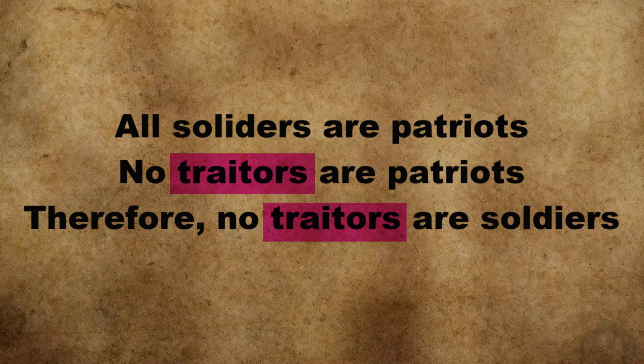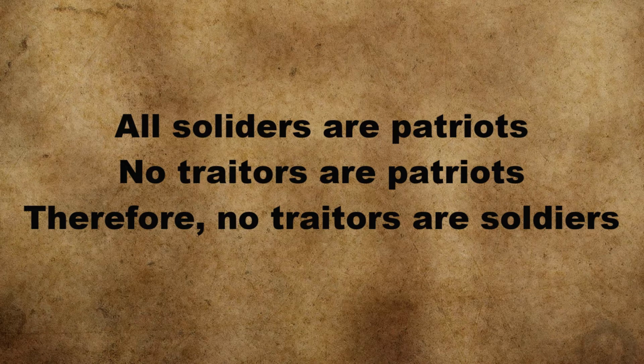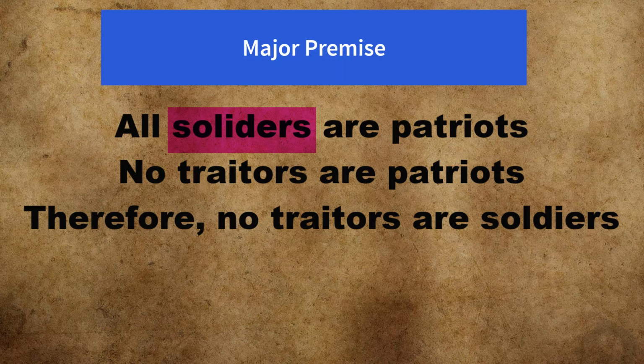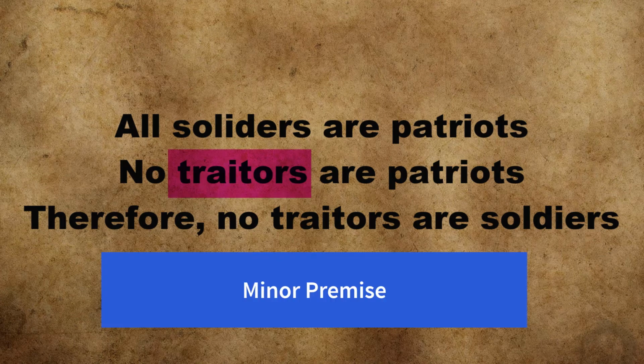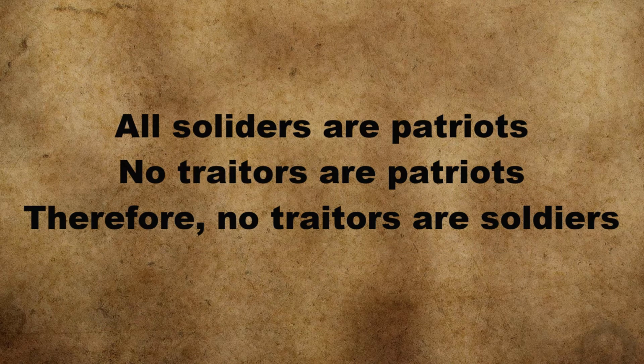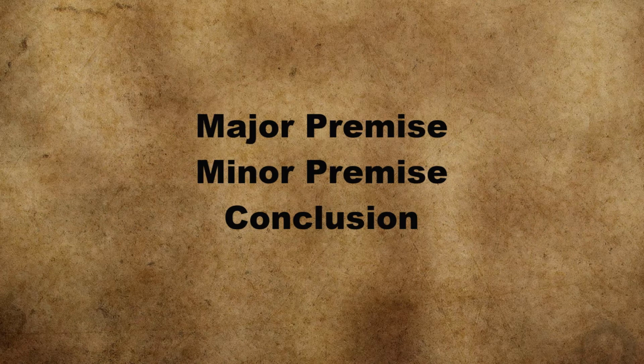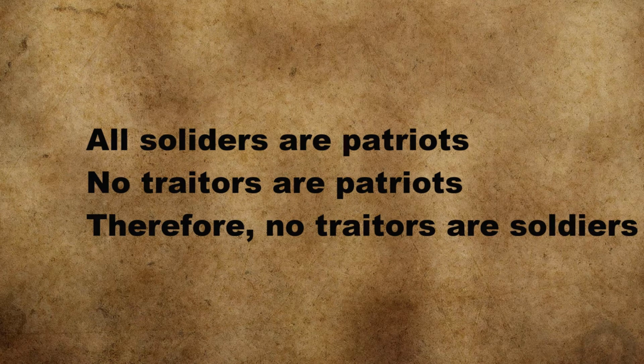Because the first premise always has the major term in it, it is referred to as the major premise. The second premise that has the minor term in it is always referred to as the minor premise. So a standard form categorical syllogism always has the form of major premise, minor premise, conclusion. Every categorical syllogism also has a mood and figure.